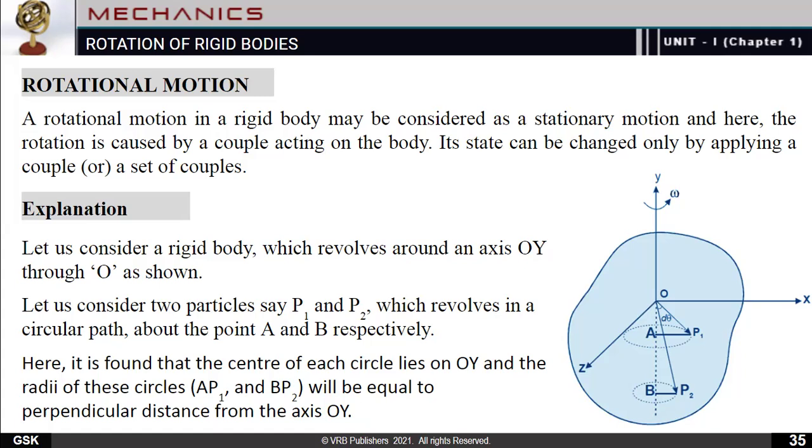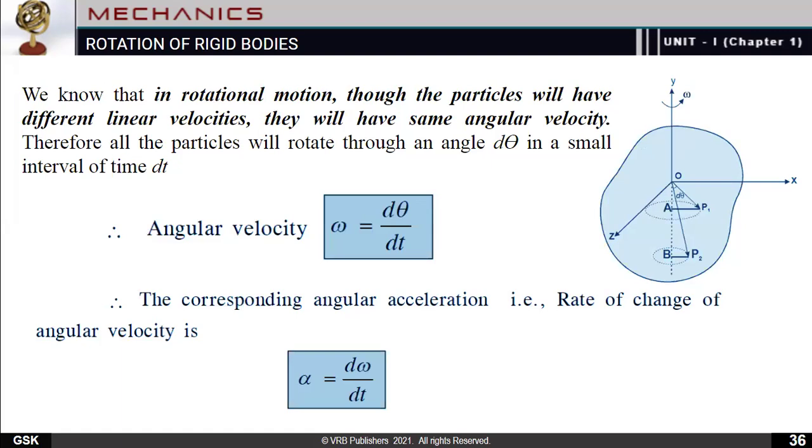Here, the center for each particle lies on OY, and the radius of the circle, AP1 and BP2, will be equal to the perpendicular distance from the axis OY. Then we know in rotational motion, though the particles will have different linear velocities, they will have the same angular velocity. Therefore, all the particles will rotate through an angle d theta in a small time interval dt.